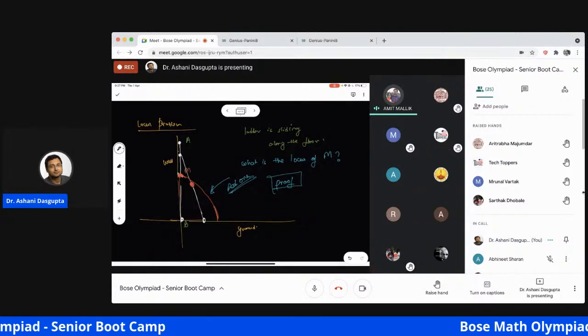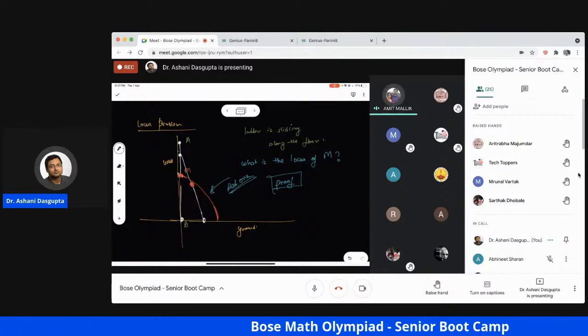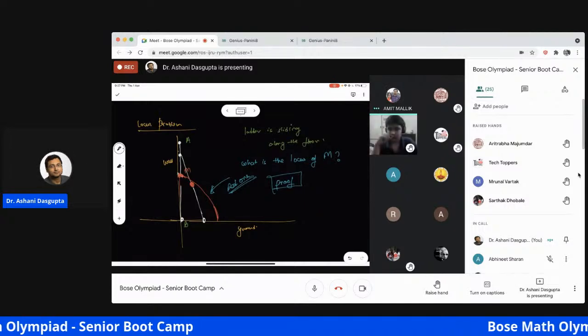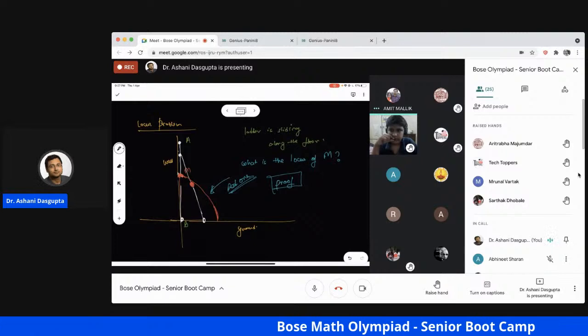You said in the previous example that PQ is 5 and R is such that RP plus RQ is 6 m. It is a moving point. Then the locus of R will be an ellipse, right? That is right, yes. Okay, Mrinal Vartak, go ahead. What do you have in mind?